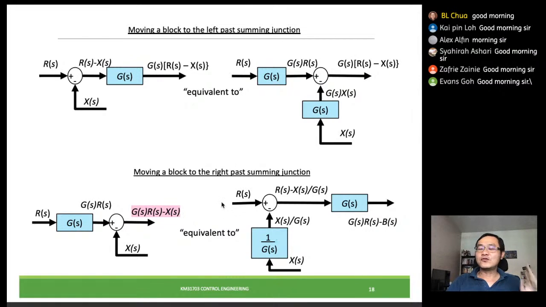So remember, if we move it past the operation of the summing junction, then the block will be moved, but other lines will be affected by dividing with 1 over the transfer function. This is how you can move the blocks before an operation of a summing junction or after the operation of a summing junction.